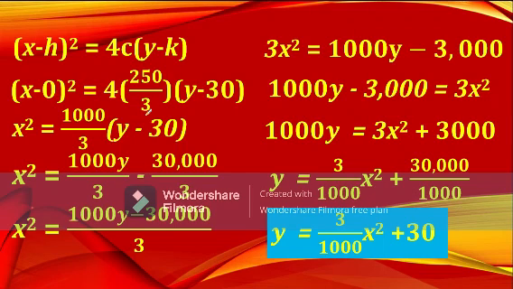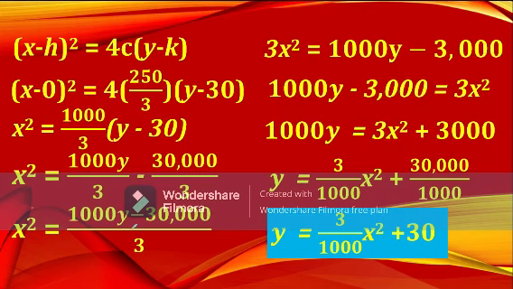We are here to solve for the value of our y. So x squared is equal to 1000 over 3 times y minus 3. Then x squared is equal to 1000y over 3 minus 1000 times 30, which is 30,000, divided by 3. Then x squared is equal to 1000y minus 30,000, all over 3.